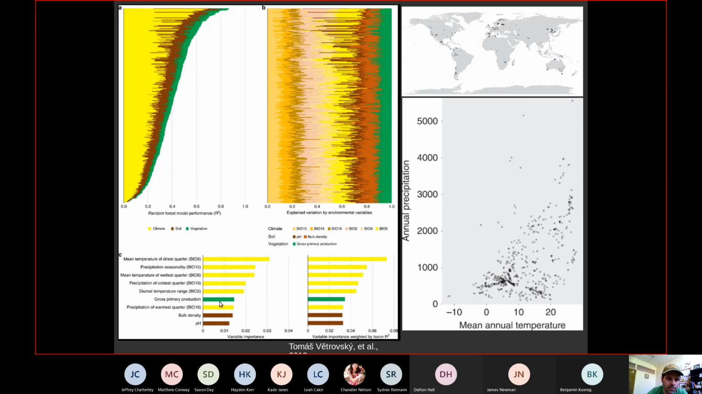Precipitation of the coldest quarter, gross primary production, precipitation of the warmest quarter. So looking at really big scale variables like bulk density of the soil, pH. These are things that we basically measure with satellites. That's how they got this data. And this is showing how much of the variance in these fungal communities is explained. Again, I think this goes back to everything is everywhere, but the environment selects.